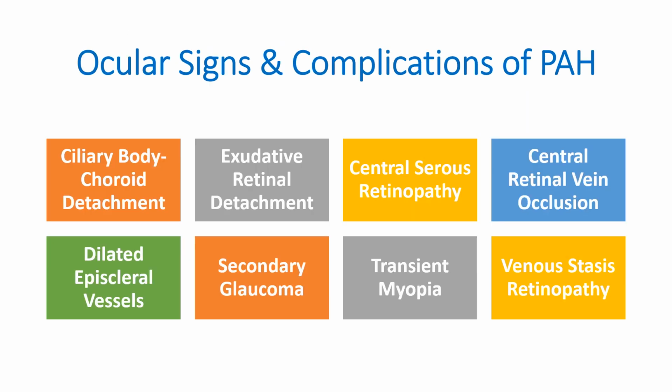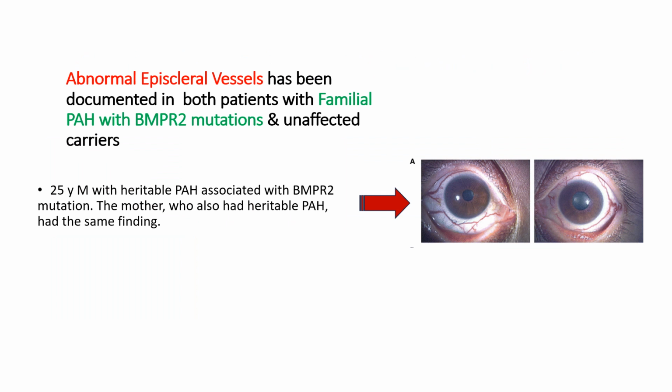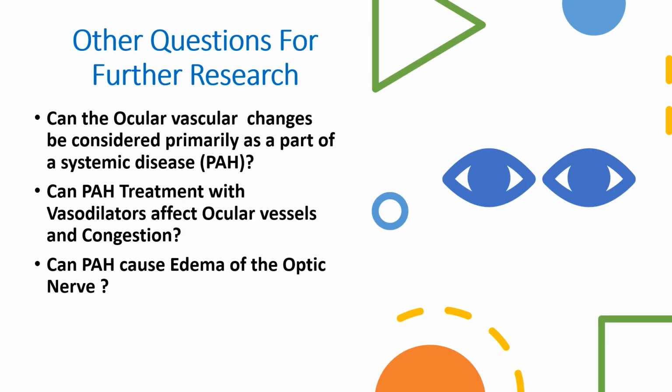So we have multiple ocular signs and complications that may occur with PAH, such as ciliary body choroid detachment, exudative retinal detachment, central serous retinopathy, central retinal vein occlusion and venous stasis retinopathy, dilated episcleral vessels, secondary glaucoma, and even transient myopia. In this picture of a 25-year-old male with heritable PAH associated with gene mutation, whose mother also had the same disease, we can see abnormal episcleral vessels in both eyes. This maybe can be seen also in familial PH with gene mutation and even in unaffected carriers.